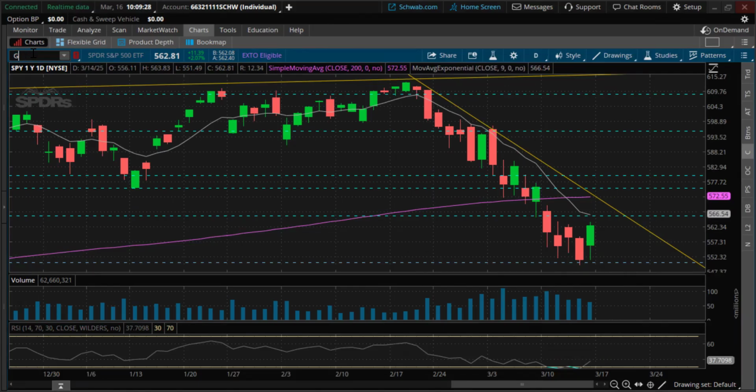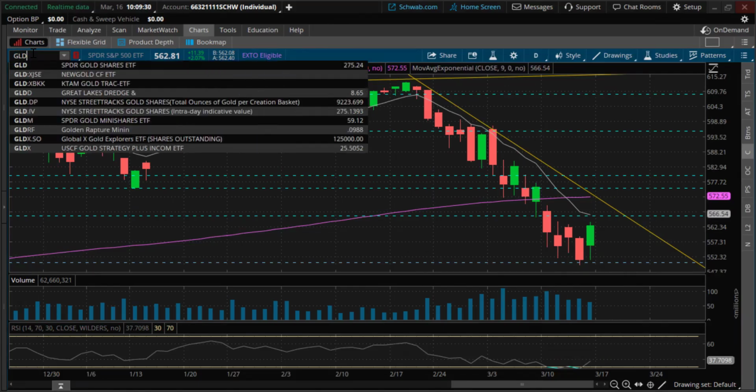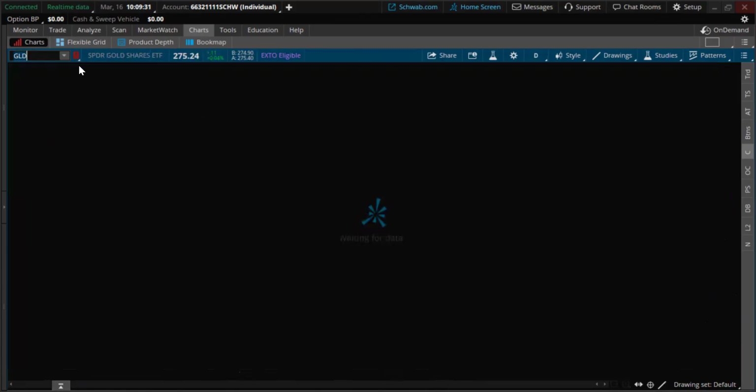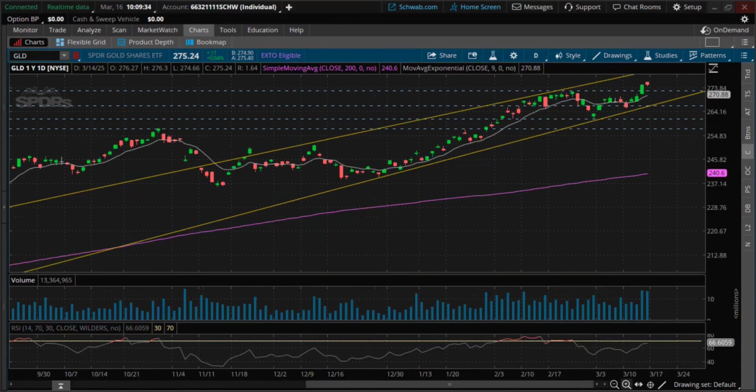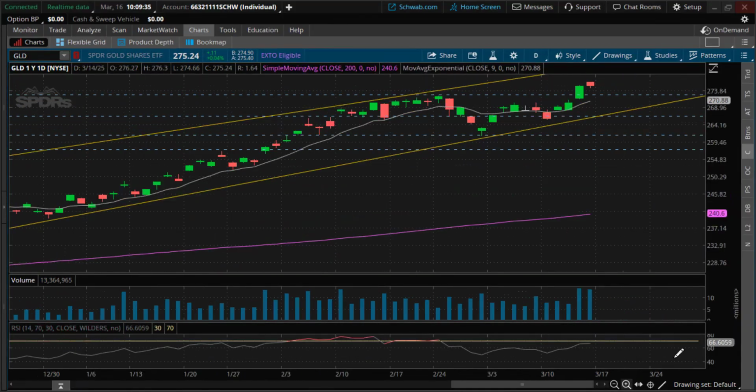If we look at our gold, that might give us a little hint of what could happen here soon in the Spiders. So we mentioned we had that big long pullback and we had a green day. Obviously, a red day is going to happen in gold when you have a big green day in the Spiders. So you can see in here we had a high of 276, low 274, and we closed the day at 275.24.